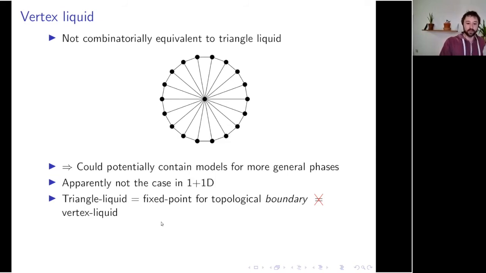Another reason why this is not the case can be seen as follows. This triangle liquid I've shown you is actually not a universal fixed point in the sense that any topological path integral can be blocked into it, but every path integral that also has a topological boundary can be blocked into this form, which is not true for this more general vertex liquid.